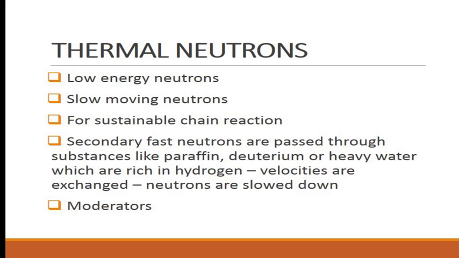So what happens? On colliding against hydrogen nuclei or protons, these fast moving neutrons' velocities get interchanged with the protons, and thus the neutrons are slowed down. And these substances are known as moderators. So moderators are the devices or substances which are used for slowing down fast neutrons.